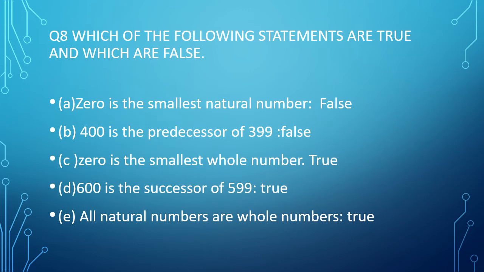Question number 8. Which of the following statements are true and which are false? 0 is the smallest natural number. This statement is false because 1 is the smallest natural number. 400 is the predecessor of 399. This statement is also false because 398 is the predecessor of 399. 0 is the smallest whole number. True. 600 is the successor of 599. True. All natural numbers are whole numbers. True.